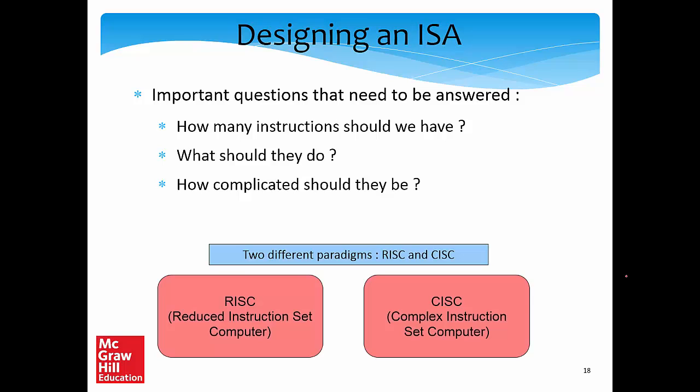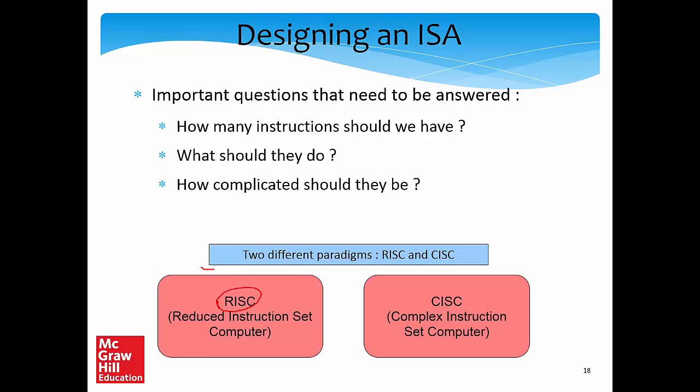Like how many instructions should we have? What exactly should they do? How complicated should they be? So there are different paradigms with which we can design instruction set architectures. We can have what are called RISC architectures, and we can have CISC architectures. A RISC architecture is called a reduced instruction set computer or computing architecture.